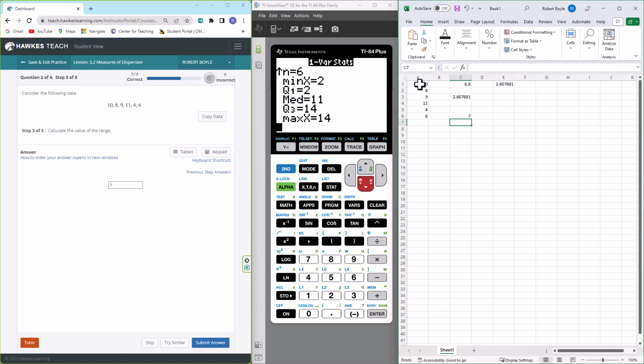And I got 7. Why did I think it was 5 before? 11 minus 4. Yeah, I can do math. 11 minus 4 is 7. It's probably a good thing I didn't eyeball it, but there it is. The other thing you could have done is highlight all this, go ahead and sort it.